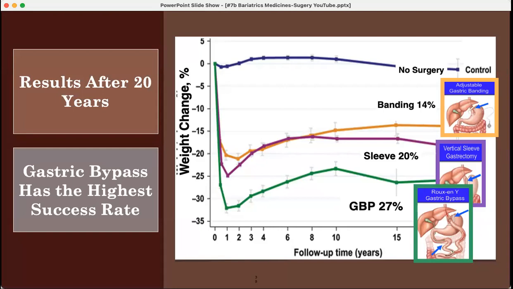Looking at the results, the success after the different types of gastric bypass surgery, this has been over actually a 20-year follow-up for these different types of surgery, showing that gastric bypass, GBP, has by far the greatest surgical success. And then no surgery, of course, looking at the control. So a huge difference in weight change. Bandings 14%, sleeves 20%. So the Roux-en-Y still has the greatest success rate.